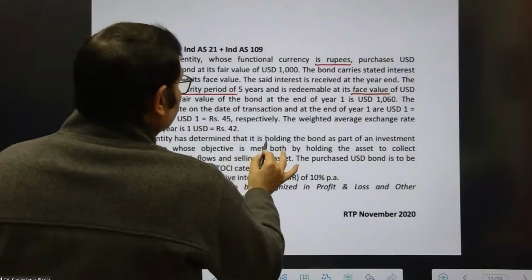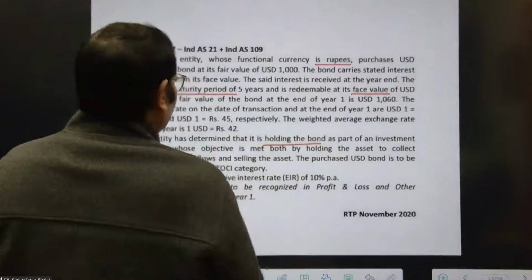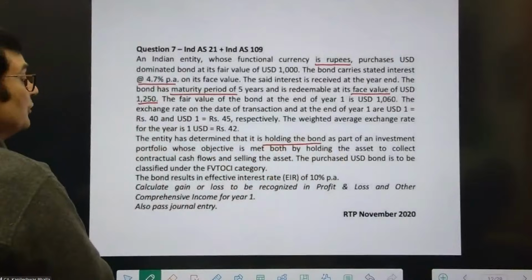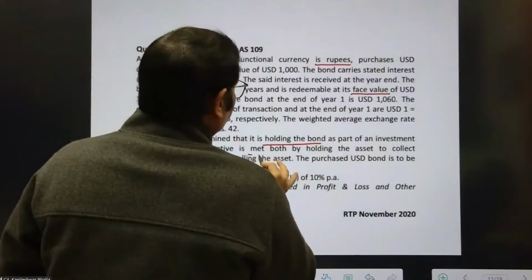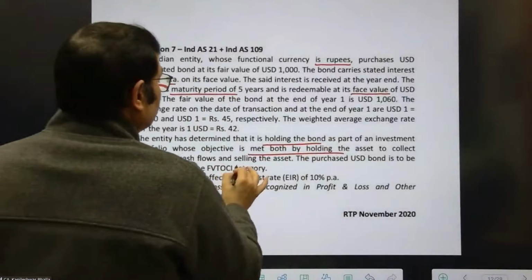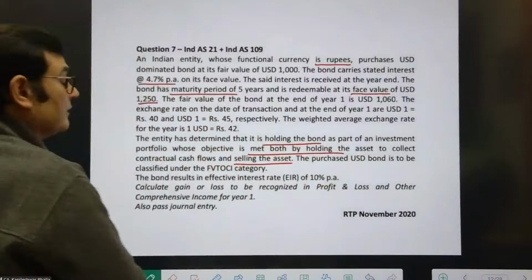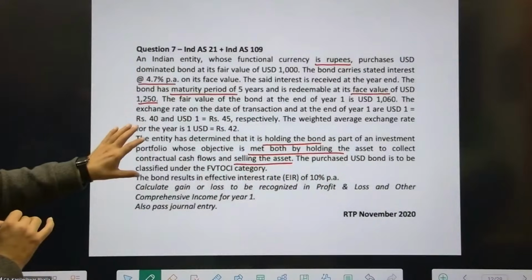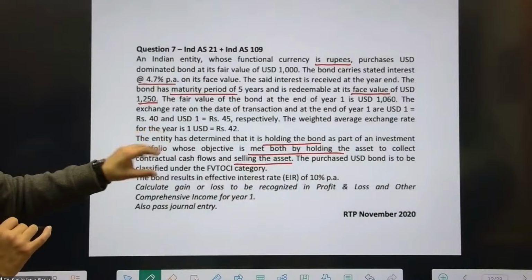The entity determined that it is holding the bond as a part of the investment portfolio where the objective is met both by holding the asset to collect the contractual cash flows and selling the asset. Not reading further, so which is the business model in this case?